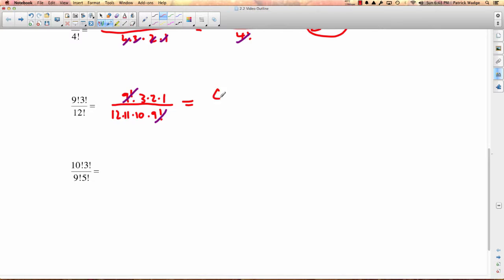3 times 2 times 1 is 6. 12 times 11 is 132 times 10 is 1,320. And now I'm left with this awkward fraction. 6, I think you can divide them both by 6. 6 goes into 13 twice with 1 left over, so it's 6 into 12 is 2, and you get 1 over 220.